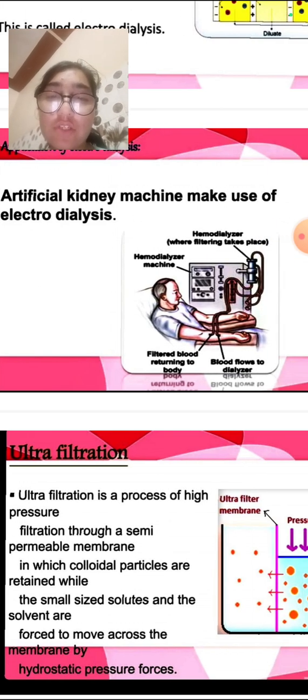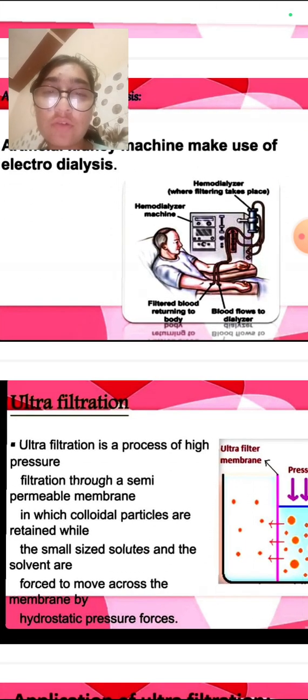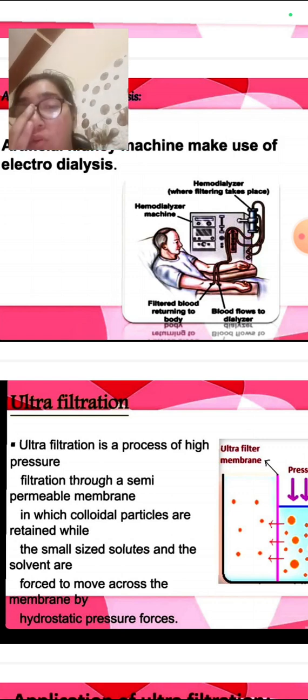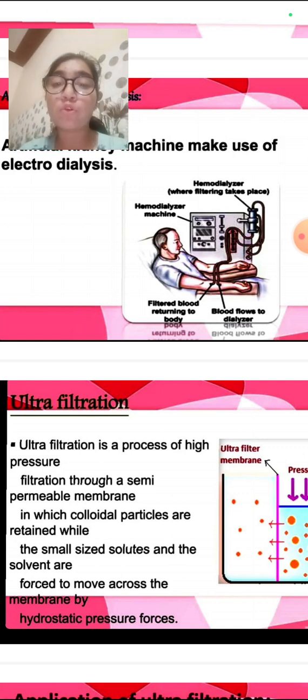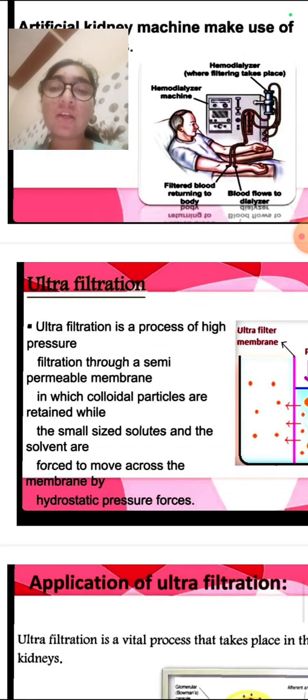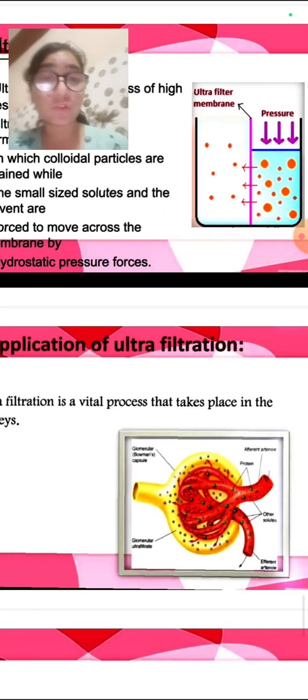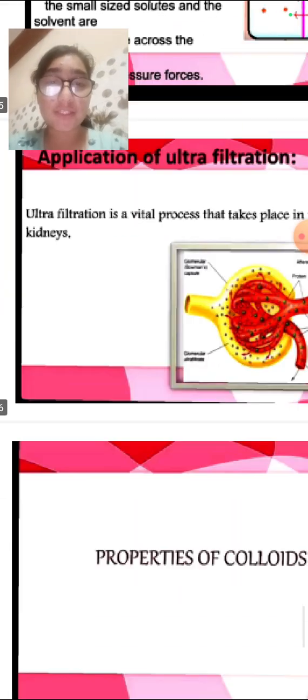Ultrafiltration is a process of high pressure filtration through a semi-permeable membrane in which colloidal particles are retained while small size solutes and solvent are forced to move across the membrane by hydrostatic pressure. Application of ultrafiltration. Ultrafiltration is a vital process that takes place in the kidneys.